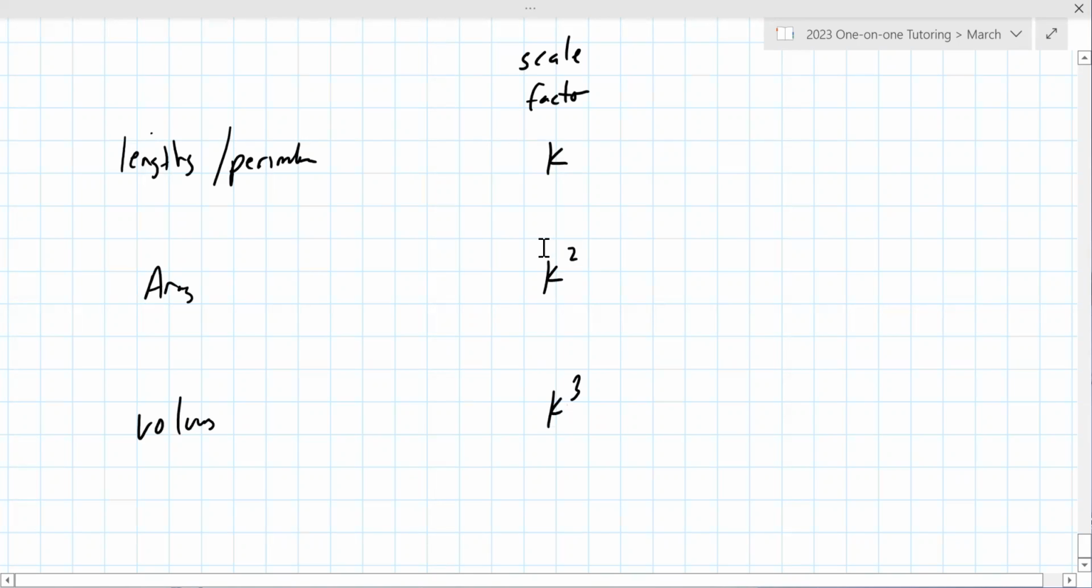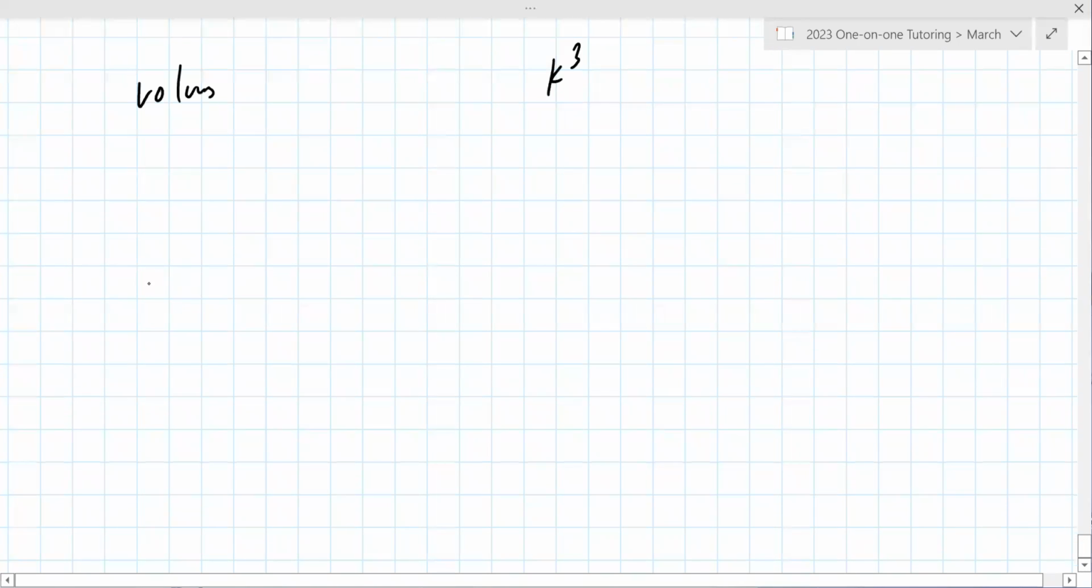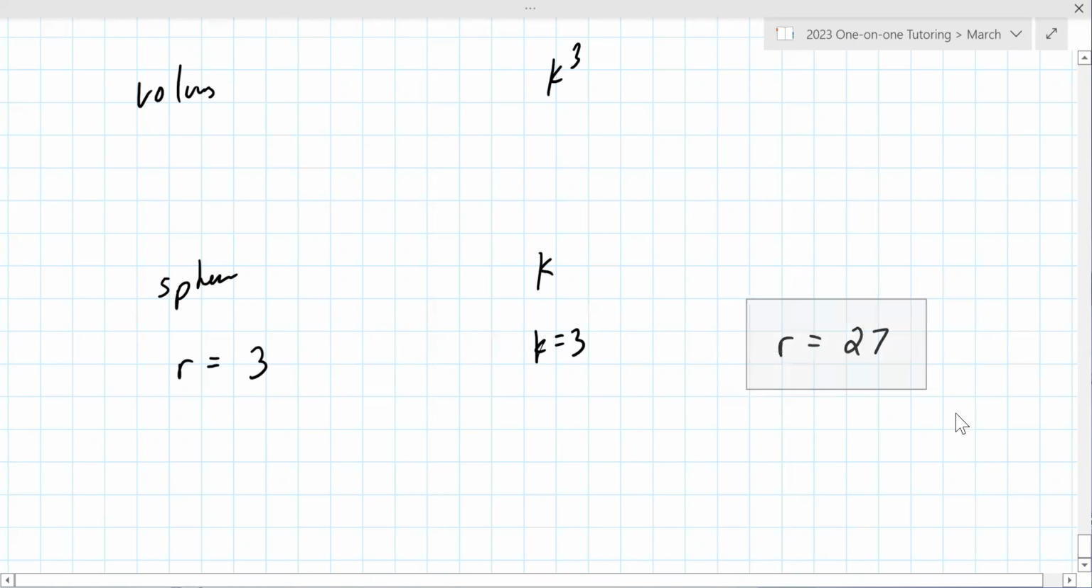Okay. So like let's say I give you a really simple example. I say for a sphere, the original radius is 3, okay? And if I tell you that the new radius is 27, so that means k equals 3. I'm sorry, that's wrong. Sorry, I'm speaking here. Let's say the new radius is 12. Okay, so your k is 4. You multiply your radius by 4 to get 12.